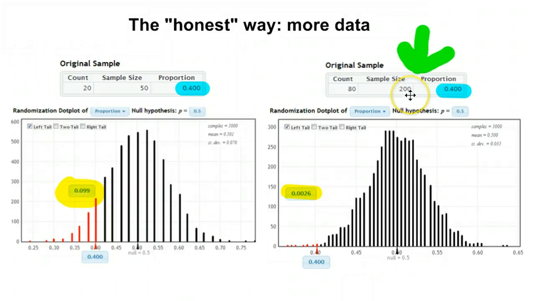So as your sample size gets bigger, it's going to be harder and harder to bounce so far away from the null. That's why that 0.4 and the 0.4 here are going to have such dramatically different p-values. So if there really is an effect that you're trying to detect, asking a larger sample is going to give you a much smaller p-value.